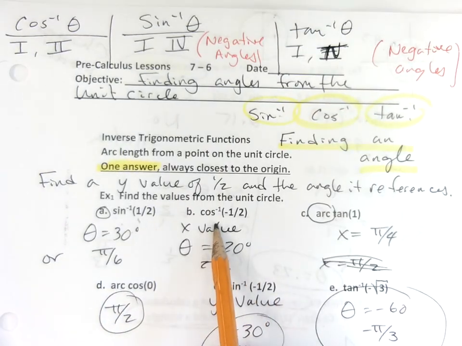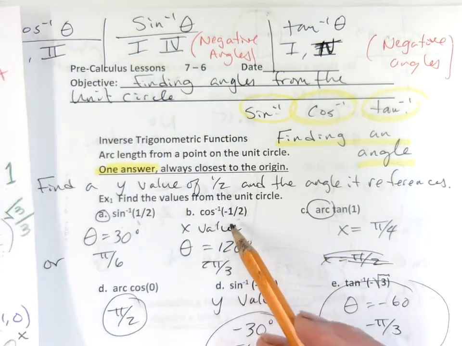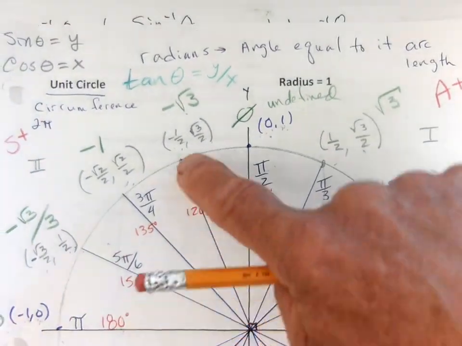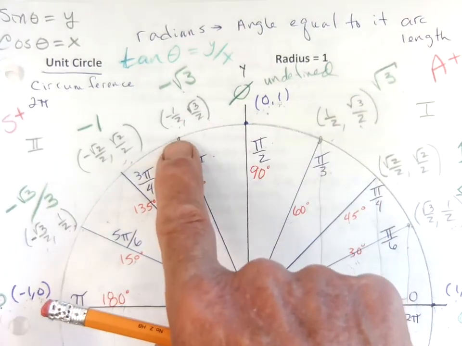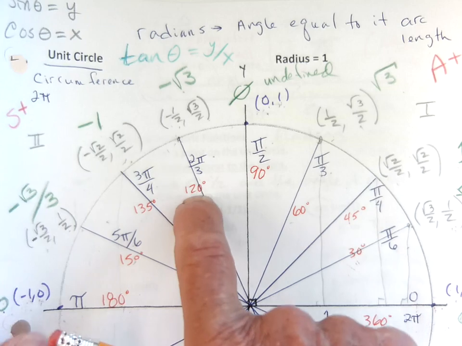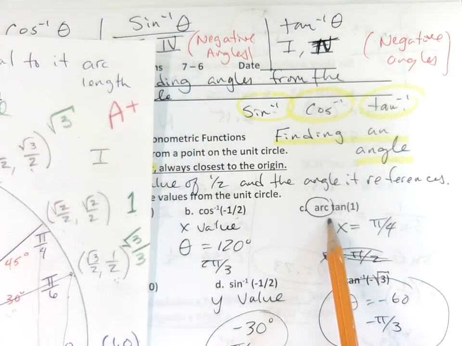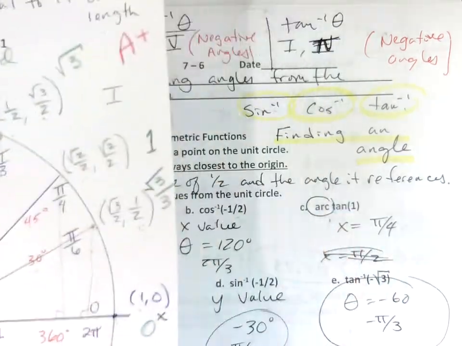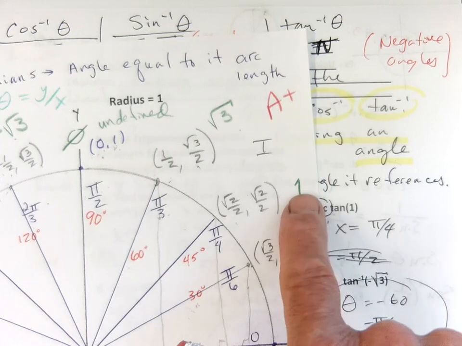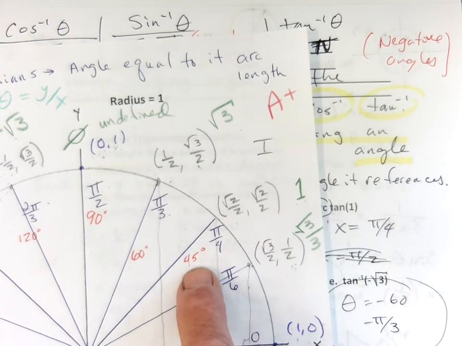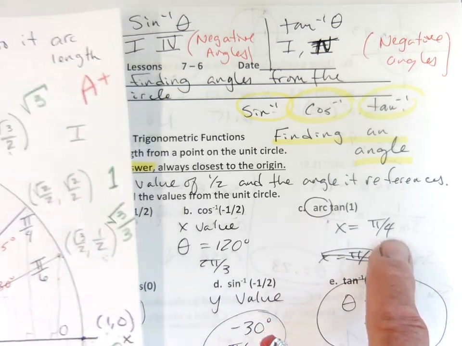On B, we want to find an x value, because it's cosine, of negative 1/2. It occurs here or here, but again we want the one closest, so the one closest is 120 degrees or 2 pi/3. As we see this arc, it's the same thing as the arc length, which is the angle in terms of radians. To find an arc length of 1 of tangent, here it is. We know that's at pi/4 or 45. In this case we're just going to say pi/4 because we're looking for an arc length, so we don't want to have a degree.